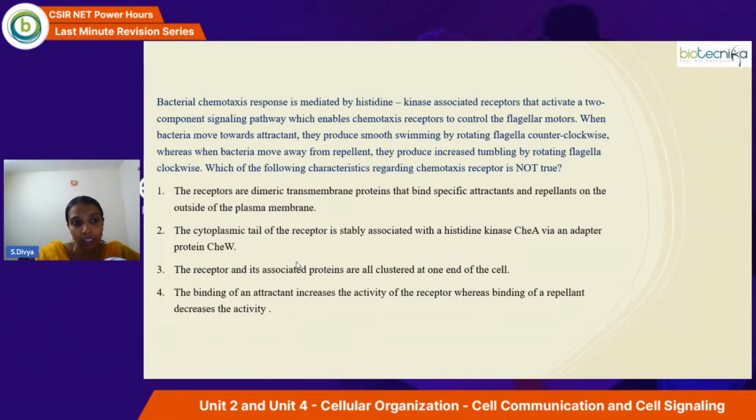Now, this is a question which comes very rarely regarding bacterial chemotaxis. You have to identify the incorrect statement from here. Receptors are dimeric proteins that bind to specific attractants and repellents on the outside of the membrane. Cytoplasmic tail is stably associated with a histidine kinase known as CheA via an adapter protein CheW. Receptor and its associated proteins are all clustered at one end of the cell. Binding of attractants increases the activity of receptor while repellent decreases the activity of receptor. Now find out the correct answer from here.